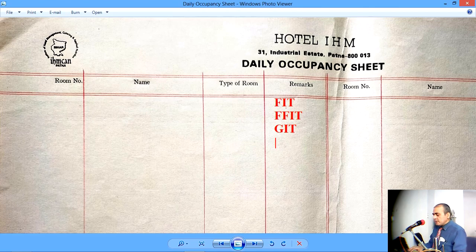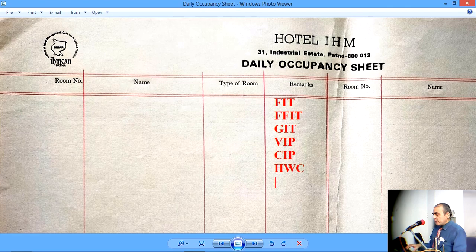Then we could also have something like VIP. We could have something like CIP. CIP is commercially important person. We could have something like HWC, handle with care, a guest who is fussy.